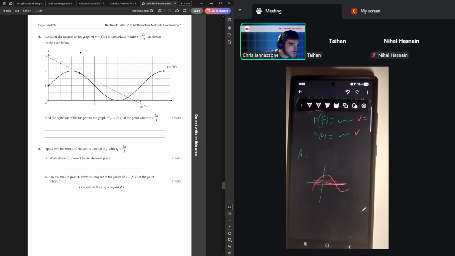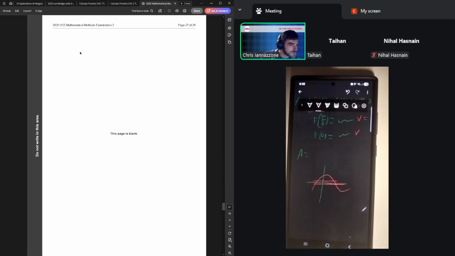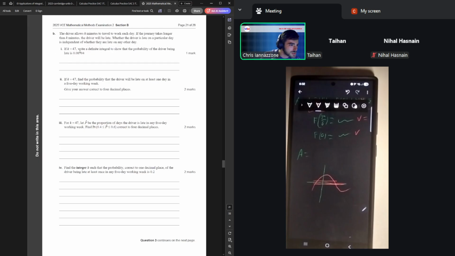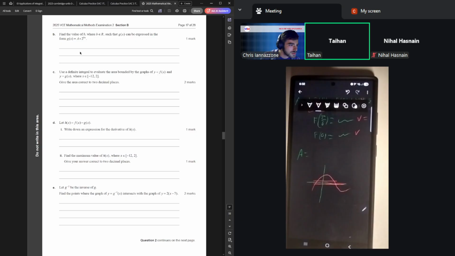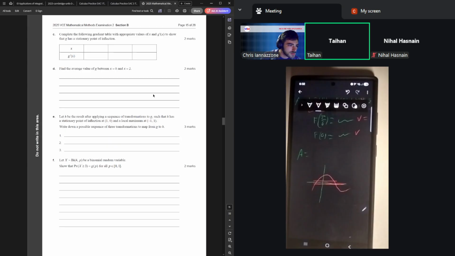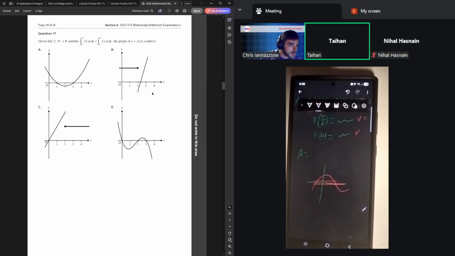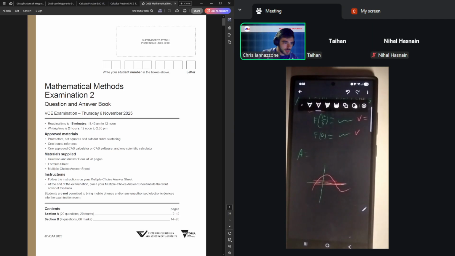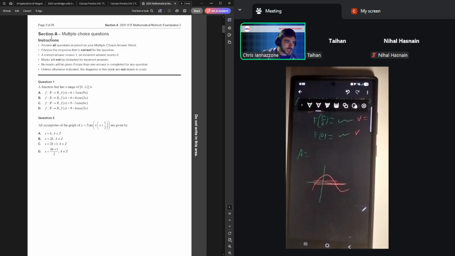How far did I skip? This exam only had 4 questions? That seems a bit off. Wait, so is it that section A's tech-free and section B's tech-active? You're going to have 2 exams. What we're looking at here is exam 2, where section A is multiple choice and section B is extended response. Exam 1 has a single section, which is all tech-free.